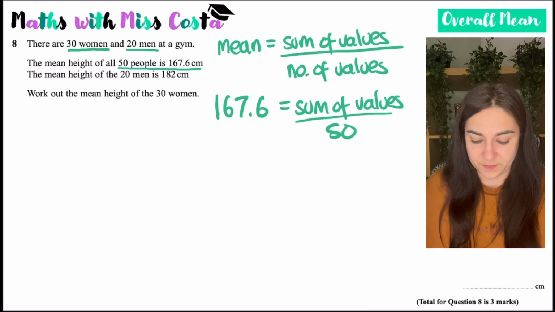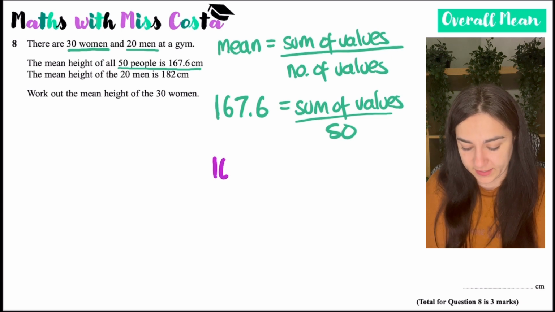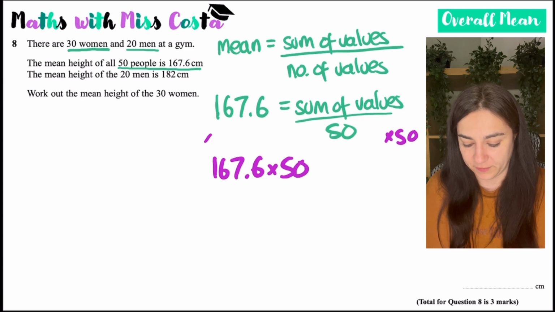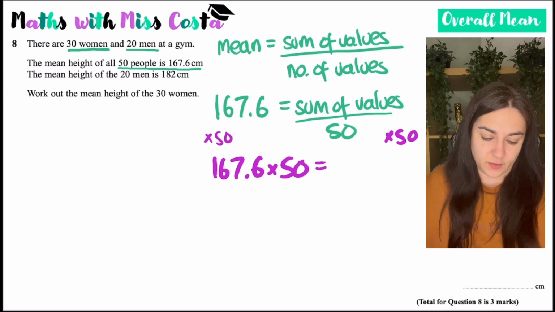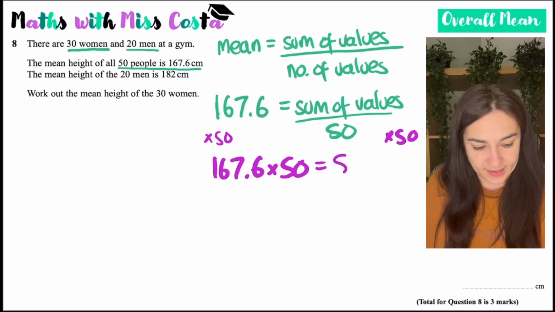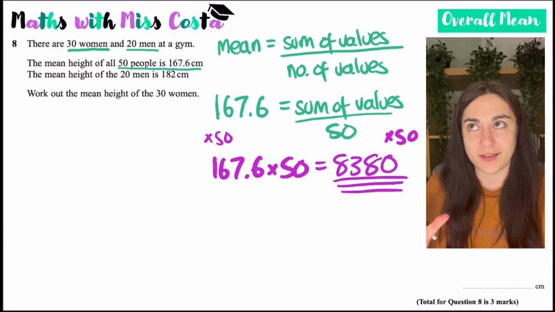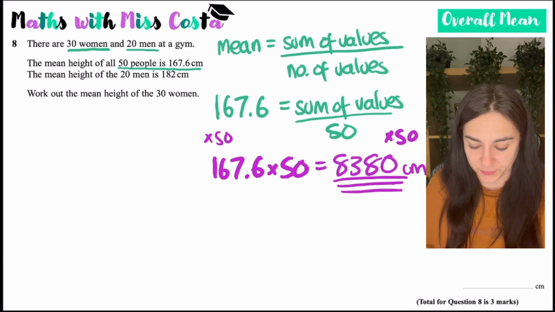So what can I do to figure out what the sum of all of my heights must be? I can do 167.6 times 50, because I just multiply both sides by 50. And that would give me 167.6 times 50 is 8,380. So I know that all of the heights of all of the people in the gym added together comes to 8,380 centimeters in total.